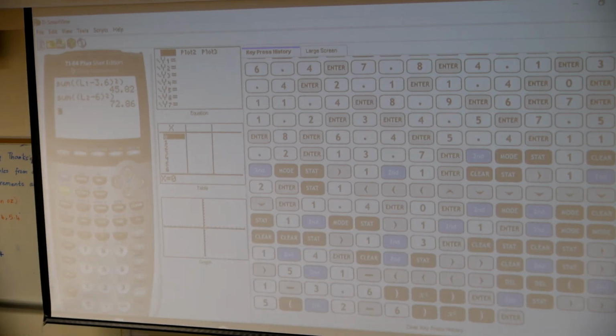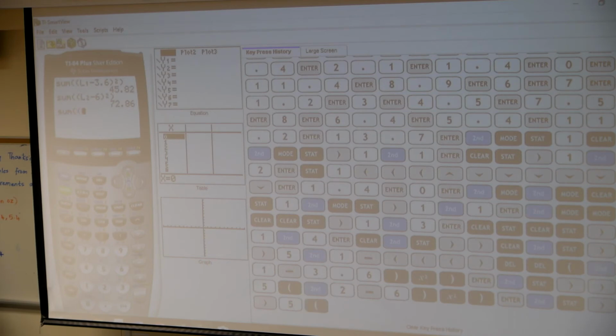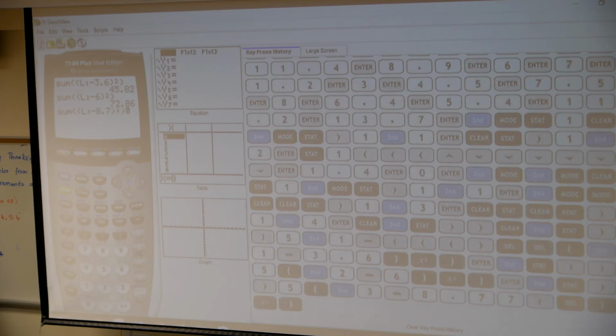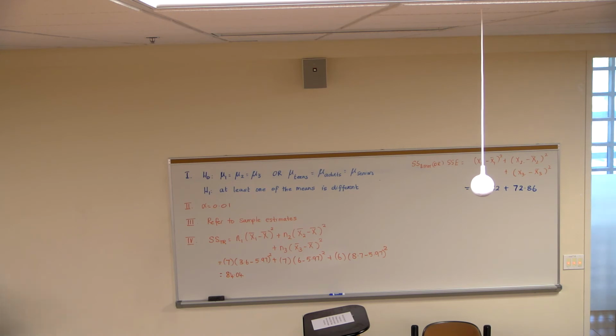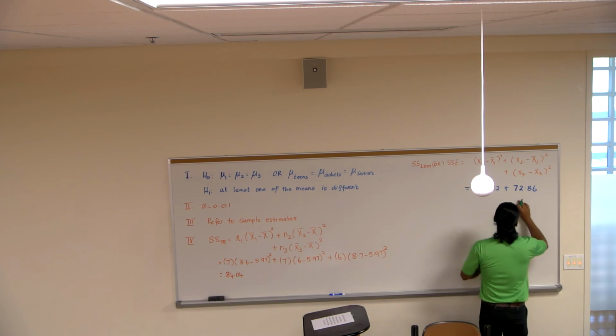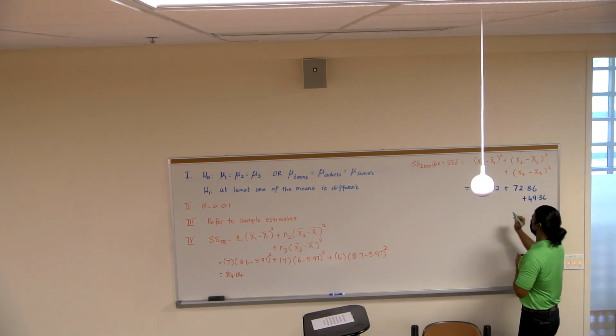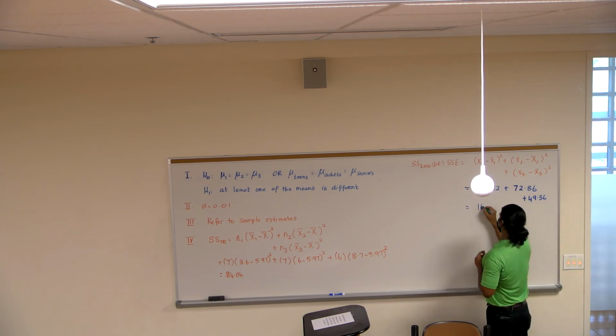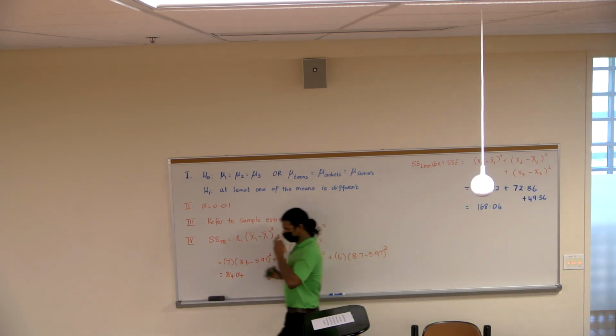Any guesses how we would do the third group? Second, stat. Go over to math. Option number 5. Another parenthesis. Second, 3, minus 8.7. So 45.82 plus 72.86 plus 49.36, and what do we get? 168.04. Now it is time to construct the ANOVA table.